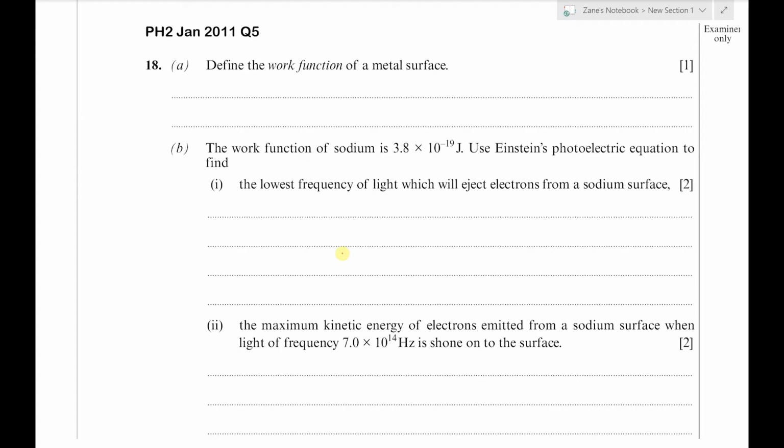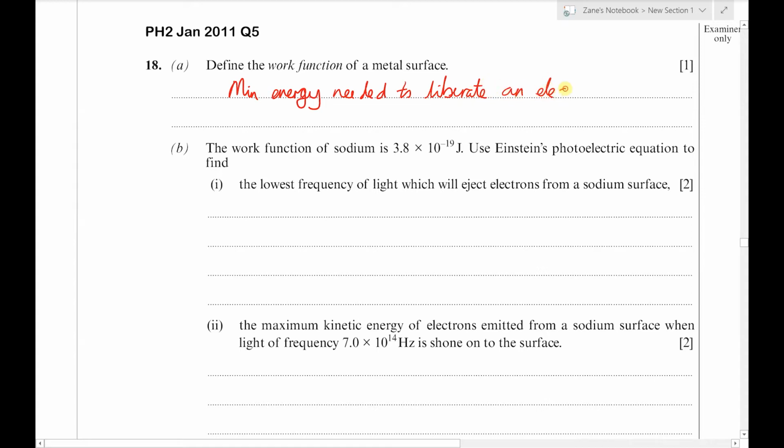We're asked in part A to define the work function of a metal. Well, what we're going to say here is that the work function is basically the minimum energy required to liberate an electron from the metal surface. This is a common question, comes up in lots of these photoelectric effect past paper questions.